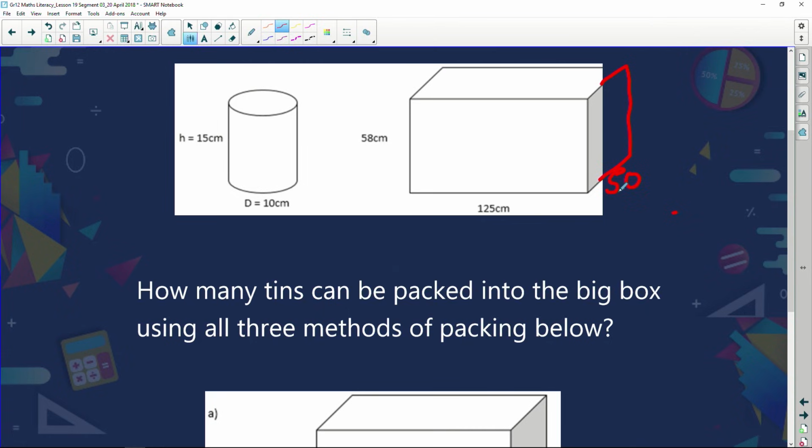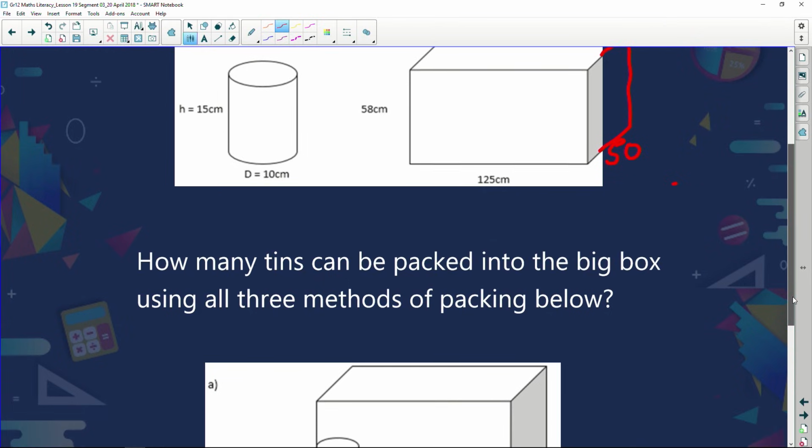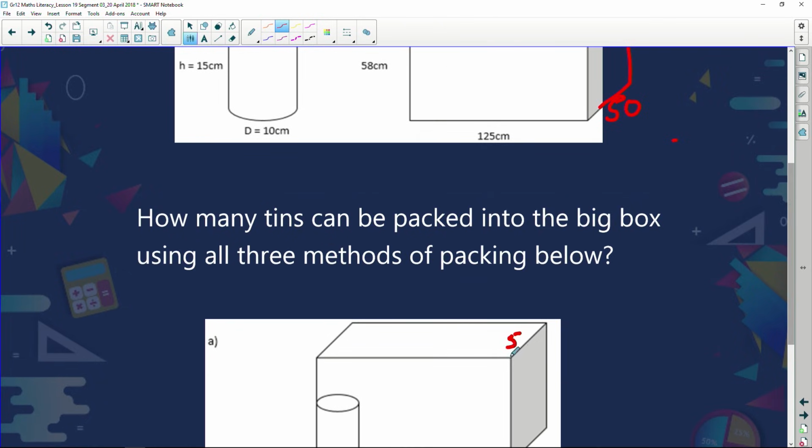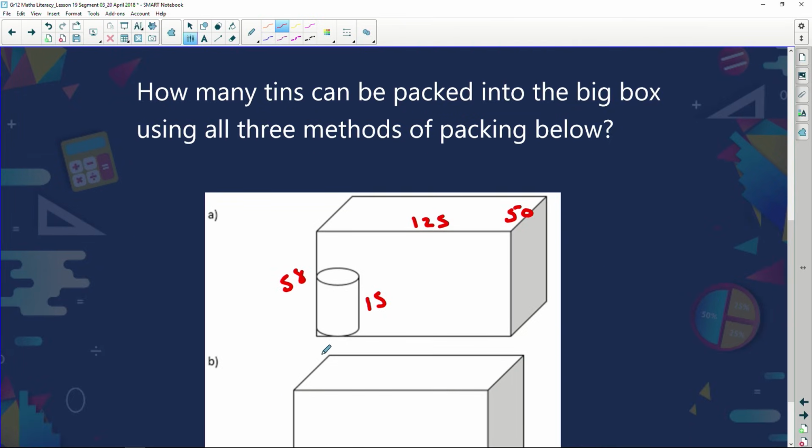Now, how many cans can we fit in? So again, I'm going to put those measurements in. We've got 50, we've got 125, and I've got a height of 58. My can has a diameter of 10 and a height of 15. So a height of 15, a diameter of 10. In other words, the distance from there to there is 10.